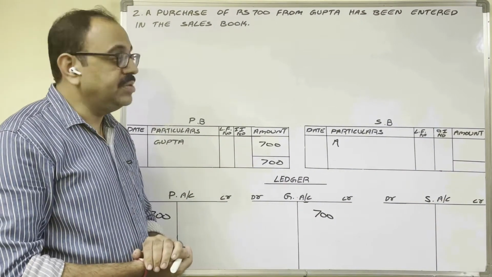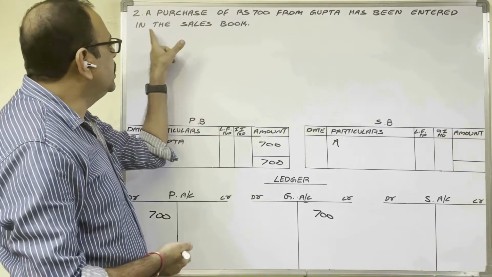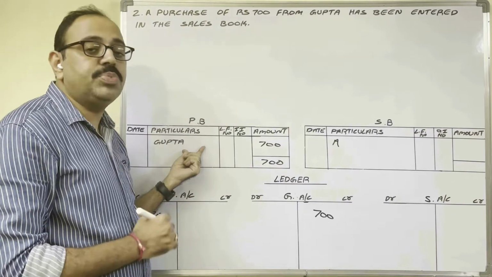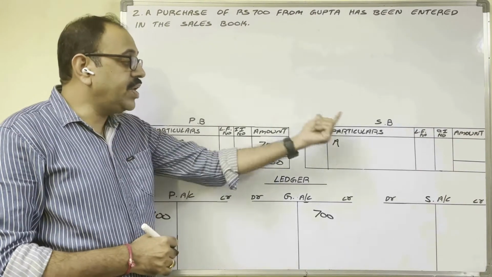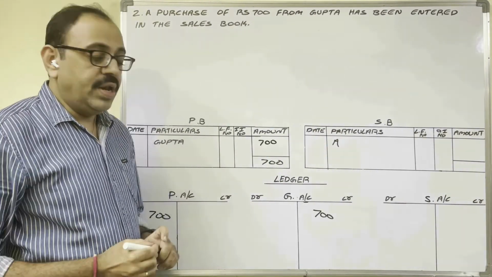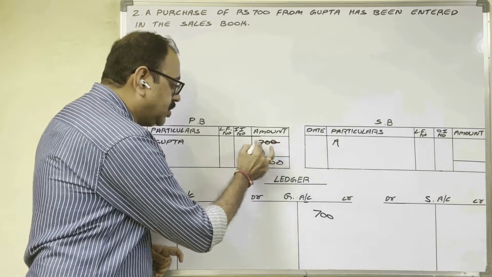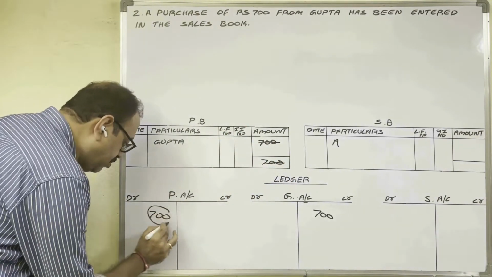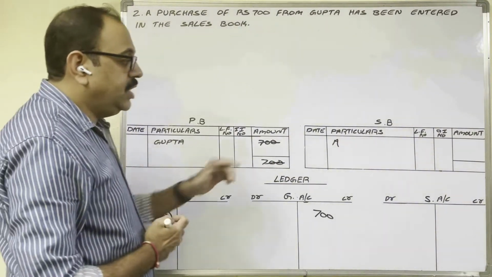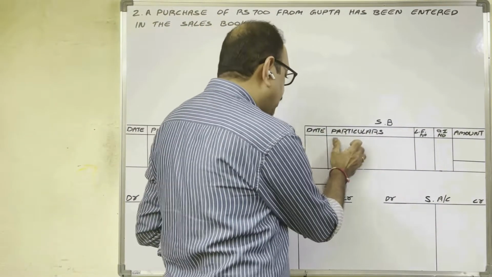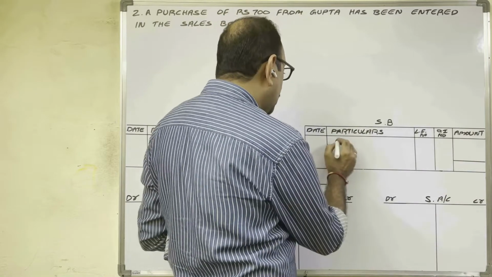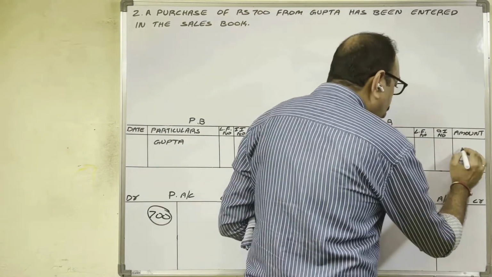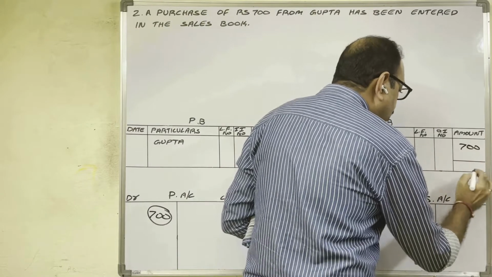So, correct recording, correct posting. Now, observe the mistake. It has been entered in the sales book. Instead of recording this transaction in the purchase book, the accountant recorded this in the sales book. Nothing was recorded in the purchase book. Therefore, nothing was posted in the purchase account. In the sales book, they recorded this transaction. In the particulars column, supplier's name Gupta. In the amount column, 700 rupees.